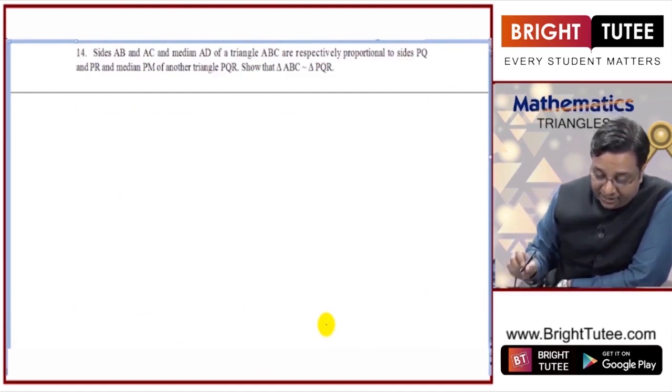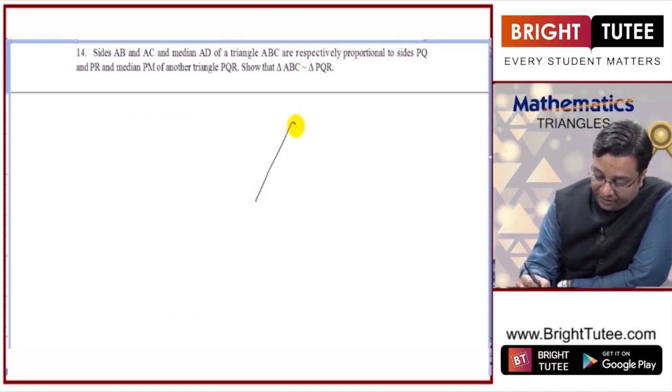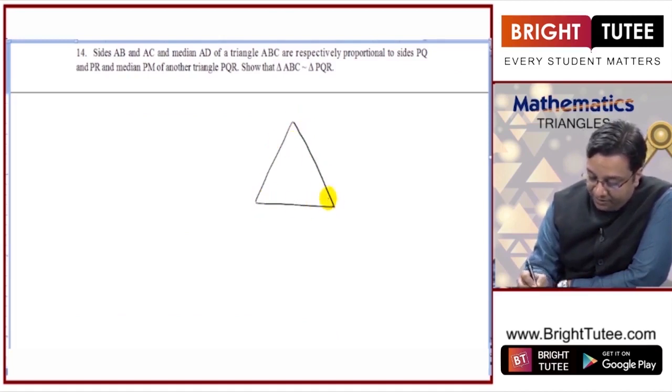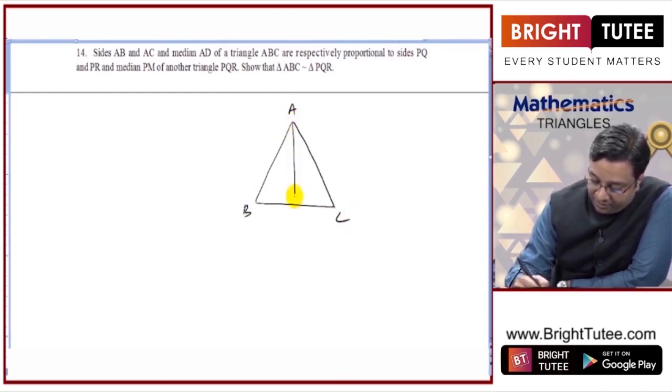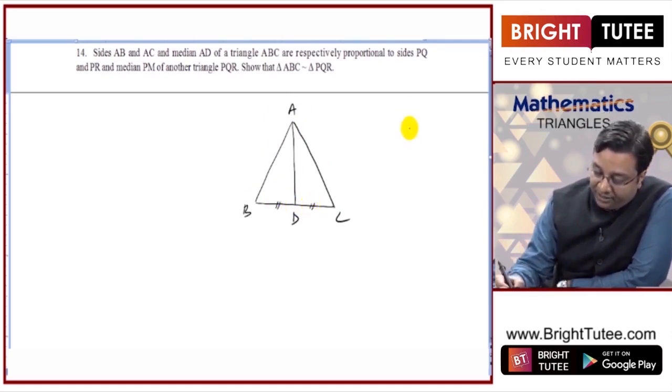Sides AB and AC and median AD of triangle ABC. So there is triangle ABC, and this is median AD. Median means that it bisects side BC, and there is triangle PQR.